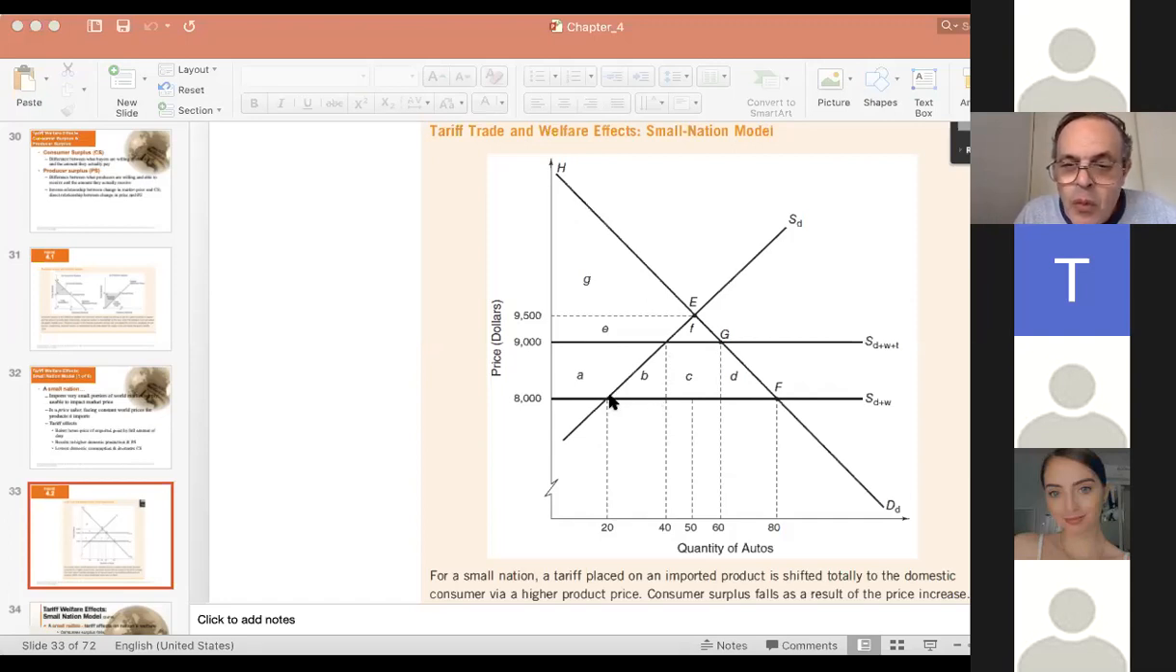In other words, when domestic producers are increasing production from 20 to 40, for each extra unit that they produce, it will cost more than 8,000. So this will cost probably 8,100. This much will cost 8,300. This much will cost 8,400, as determined by the domestic supply curve. If we produce 35, it will probably cost $8,500. To produce 39, it may cost $8,900, and so on.